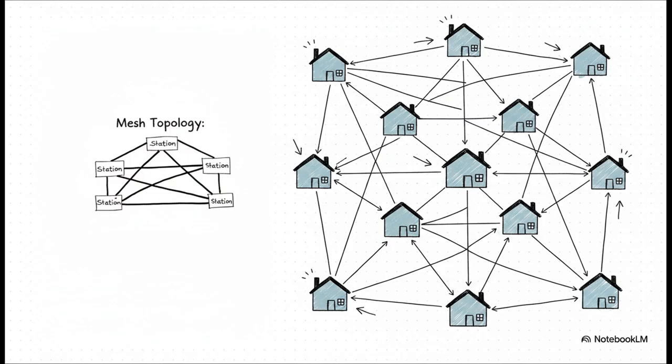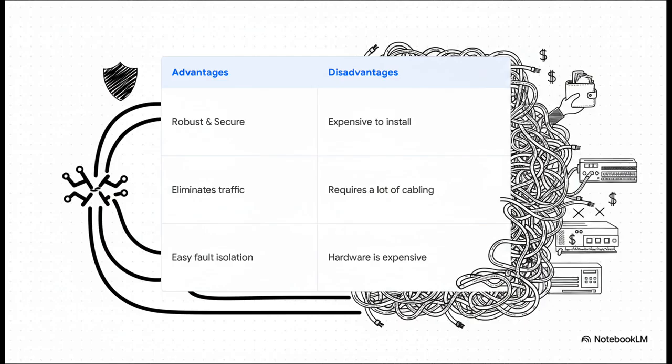No traffic. So the upside here is pretty obvious, right? This thing is super robust and really secure. If one of those links breaks, no big deal, the data just finds another way to go. But, and it's a big but, the downside is huge. Can you imagine the amount of cable you'd need? It's insanely expensive and just a nightmare to set up.